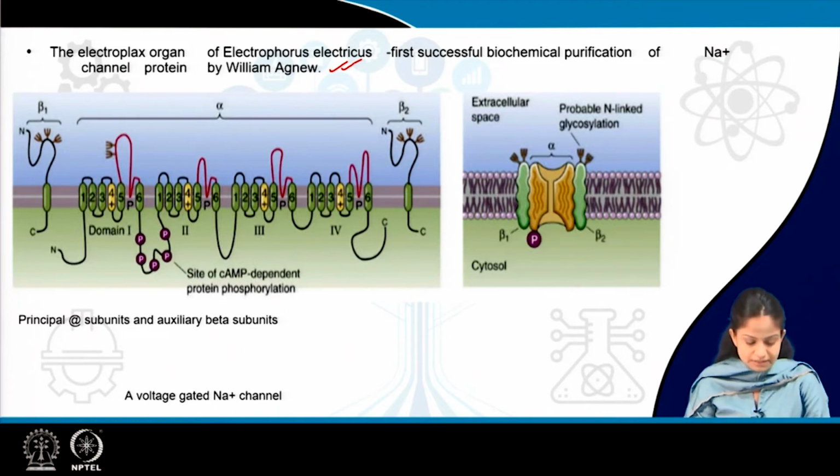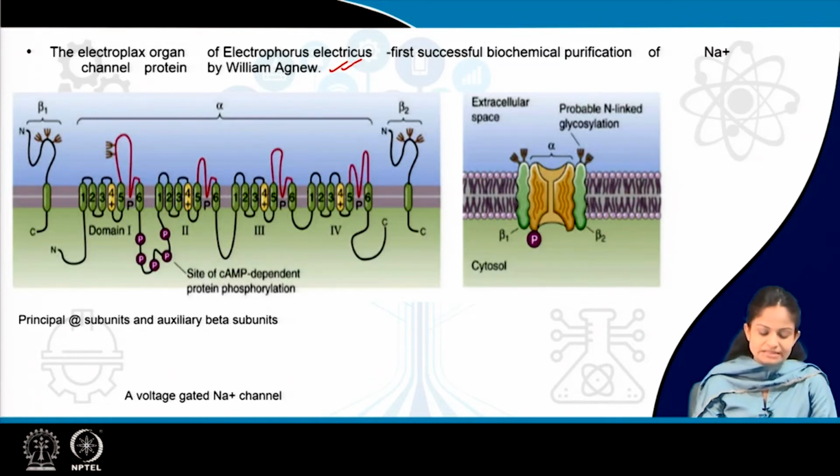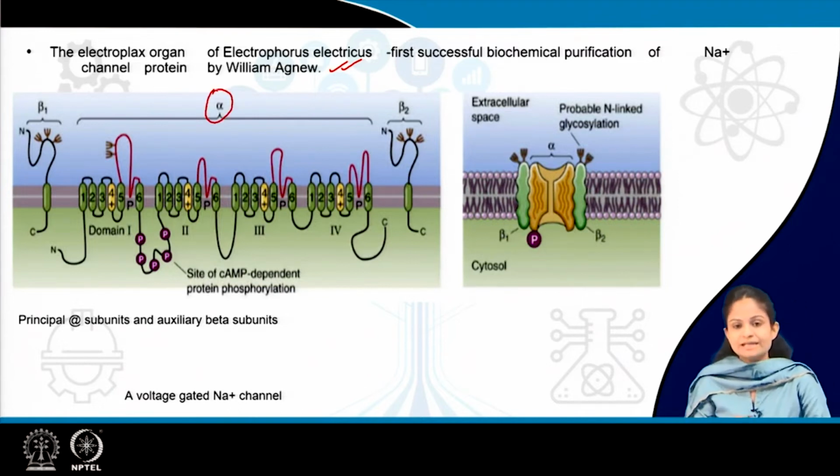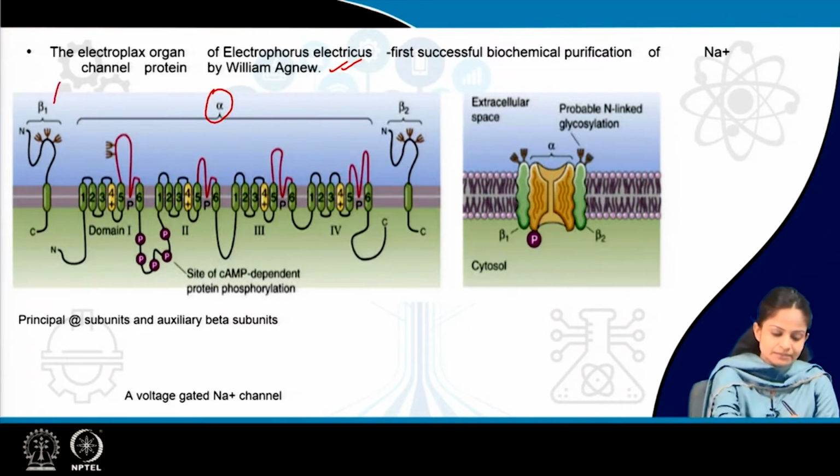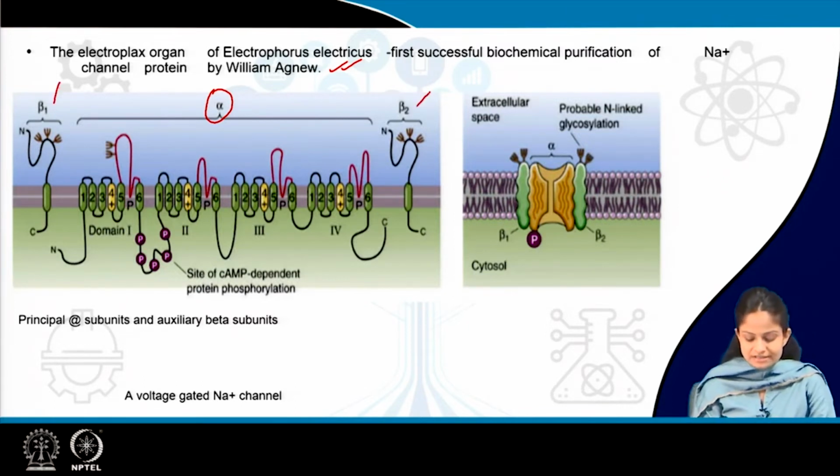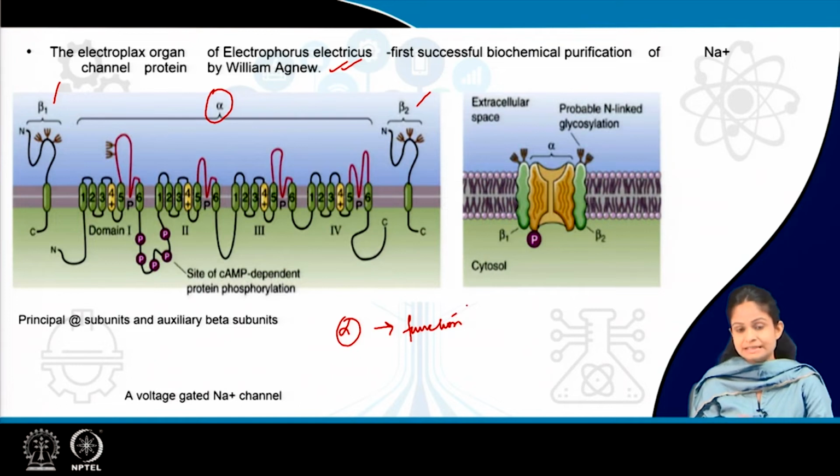So, this we have to remember. Now, generally a sodium ion channel has a principal alpha subunit and also beta subunits, mainly beta 1 and beta 2. The alpha subunit is responsible for the function, that is, the pore is present in the alpha subunit. So, the functional component is basically alpha, but the beta subunits are not of no use.